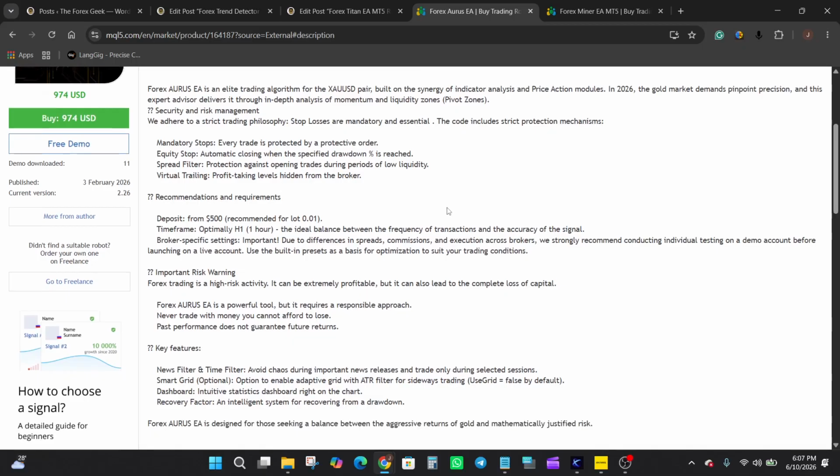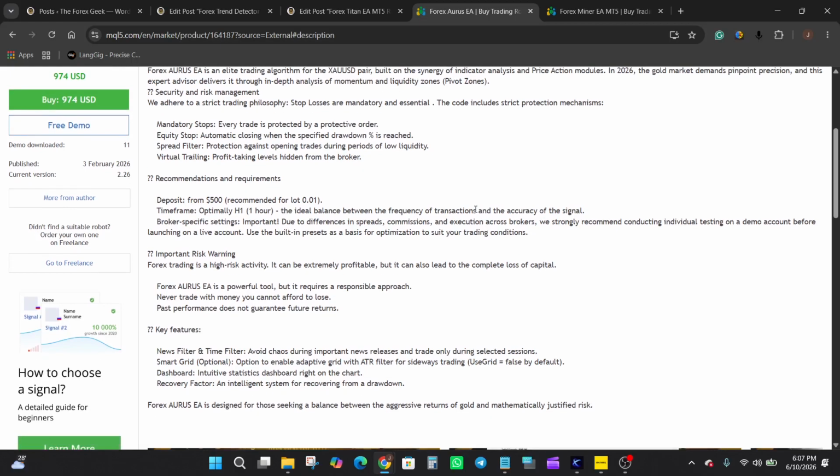Another important point here is the spread filter, which helps avoid trading during low liquidity conditions. And there is also a virtual trailing system where profit protection levels are hidden from the broker side. So these are all designed around managing execution quality and trade protection.